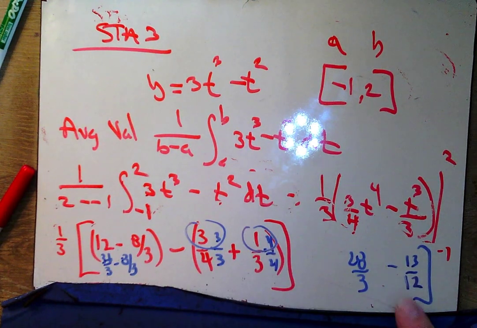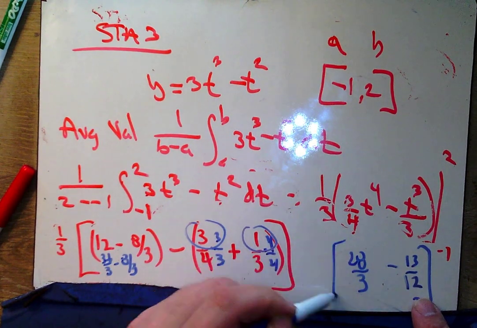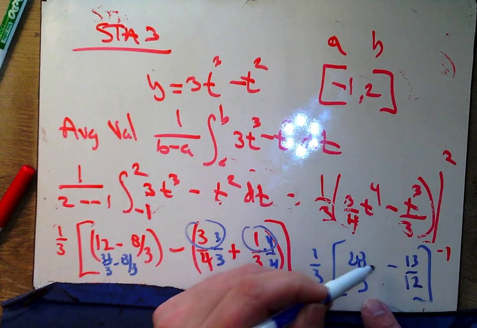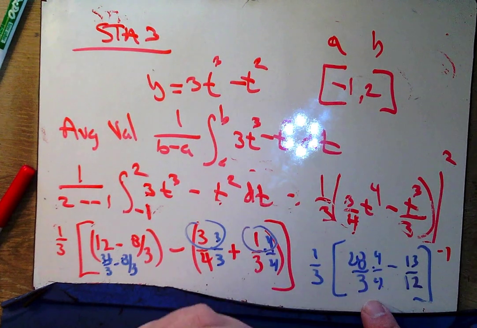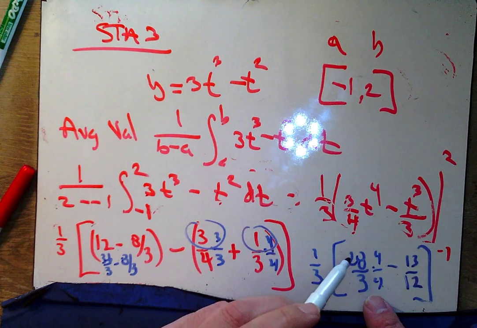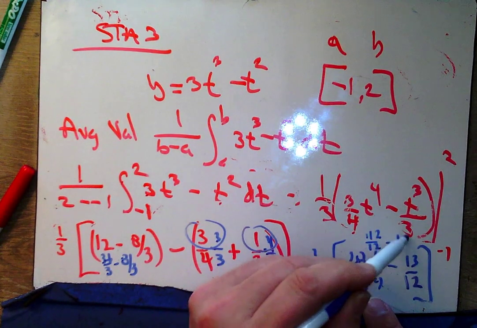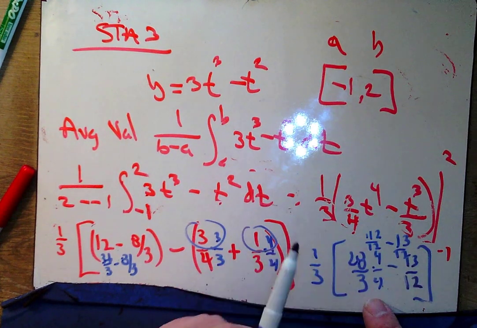So 28 thirds minus 13/12. And don't forget the 1/3 out front. So now you have 4 over 4. Okay, so now I've got 12s. I believe that's 112 twelfths minus 13/12. Let's check.